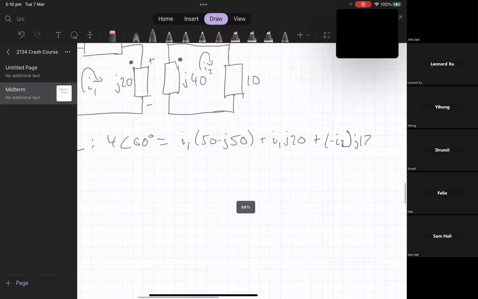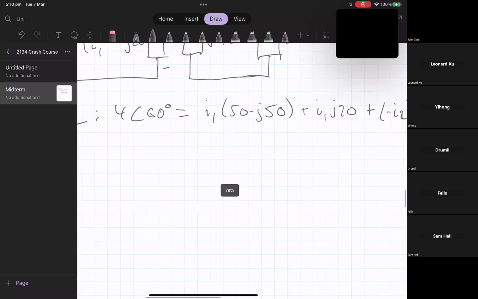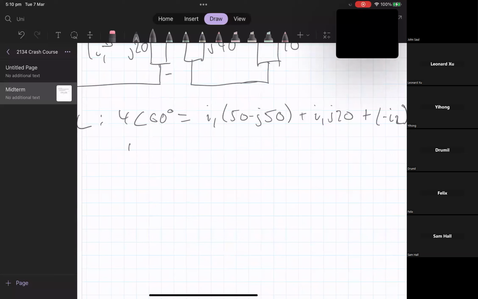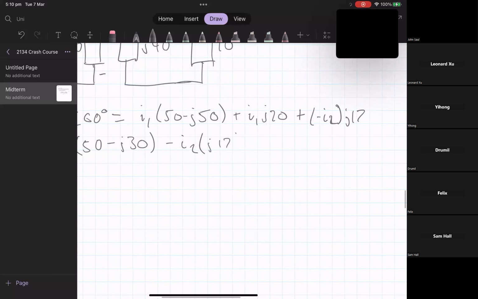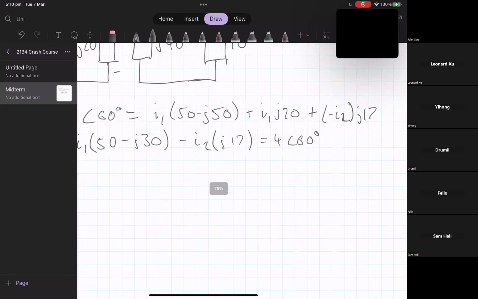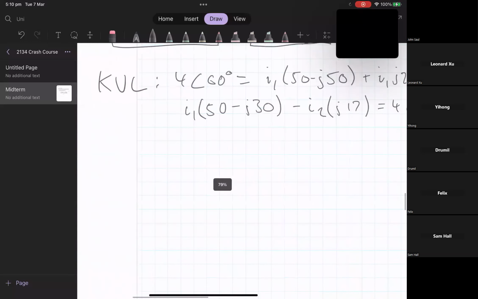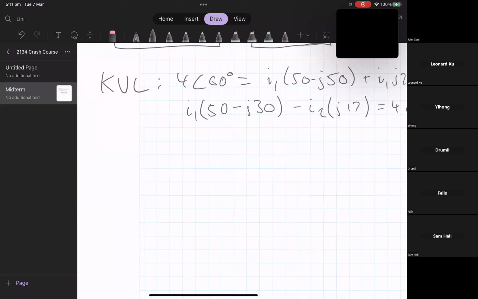So that is our first equation. We might want to simplify it a bit. And then our second KVL equation, KVL2.